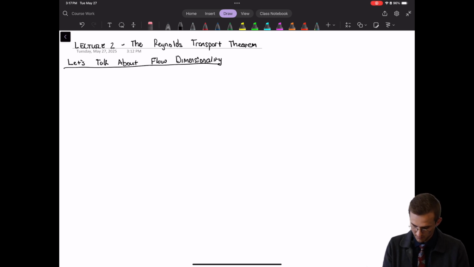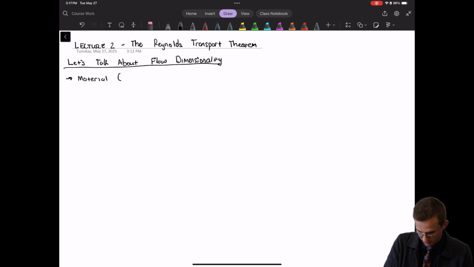So the first bit that we need to discuss before we dive into this topic of flow dimensionality is we have to talk about the material derivative. So what is the material derivative? It's also often called the total derivative. And it's defined in the following way, usually written with a capital D. In this case, we'll talk about pressure. So capital DP Dt, okay?